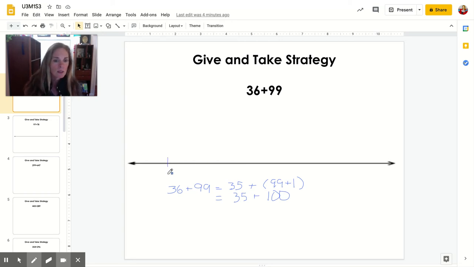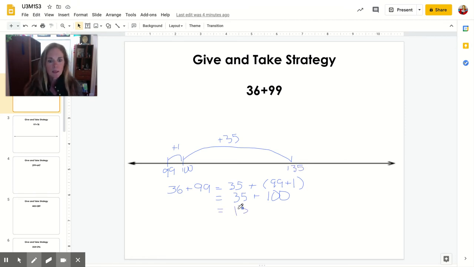I'm going to start here at the 99. And I'm going to add 1, which is from the 36, right? So now I'm going to add 1, and here I am at 100. And now all I need to do is add 35. So once I add 35, I land on 135. And that is the answer to that problem.